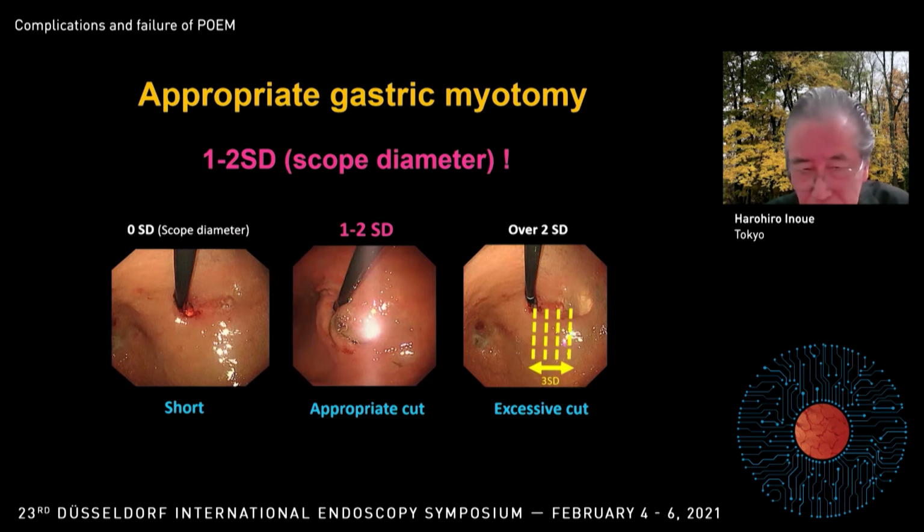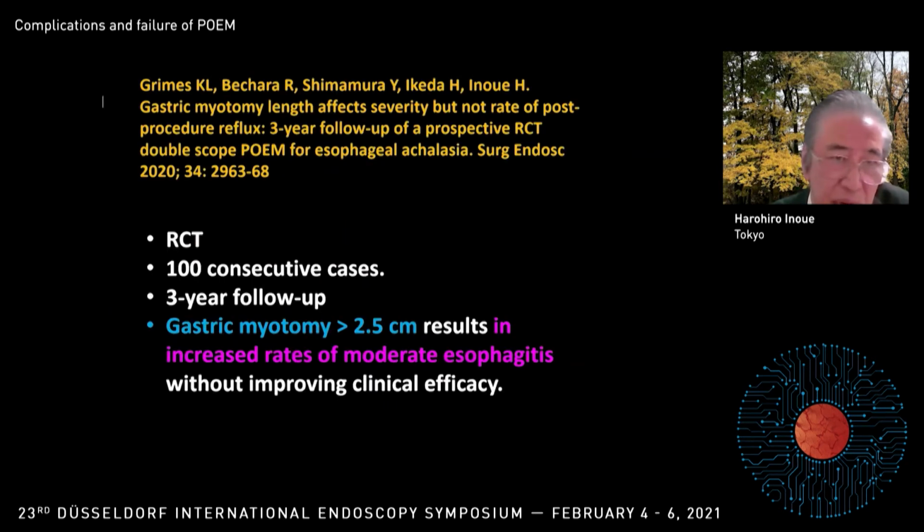But sometimes without a double scope, in order to avoid incomplete myotomy, we cut too much to the gastric side. It may cause hiatal hernia and severe reflux. This is the RCT conducted by Dr. Kevin Grimes. He concluded that gastric myotomy of more than 3 centimeters results in increased risk of severe esophagitis.